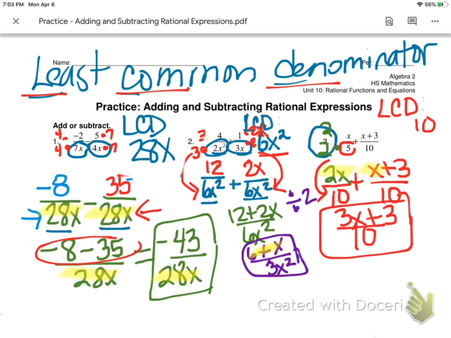This one's probably pretty easy to see. If we think about 5 and 10, least common denominator is 10. So if we look at this first fraction, we have to multiply top and bottom by 2 to get 2x on the top. The second fraction doesn't change because we already had a 10 on the bottom. We can add our 2x and our single x, and we get 3x plus 3 over 10.